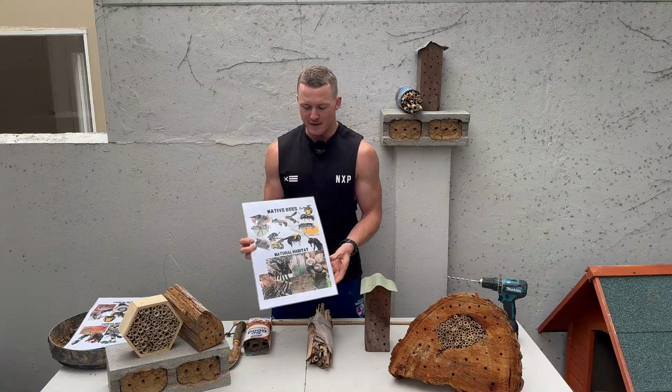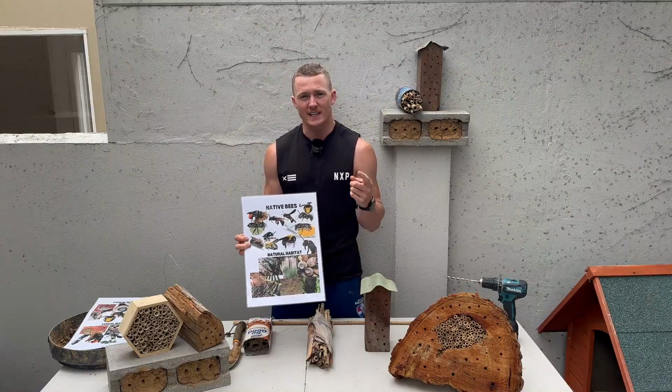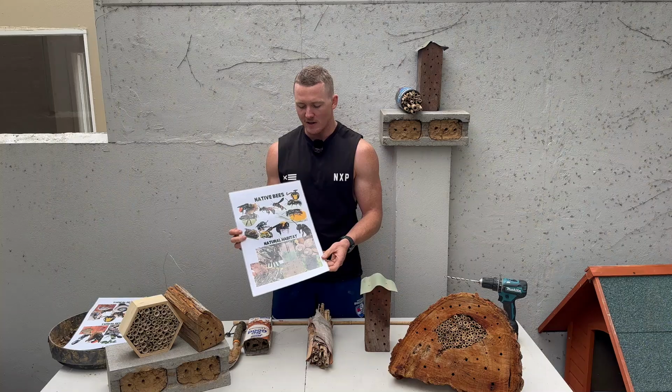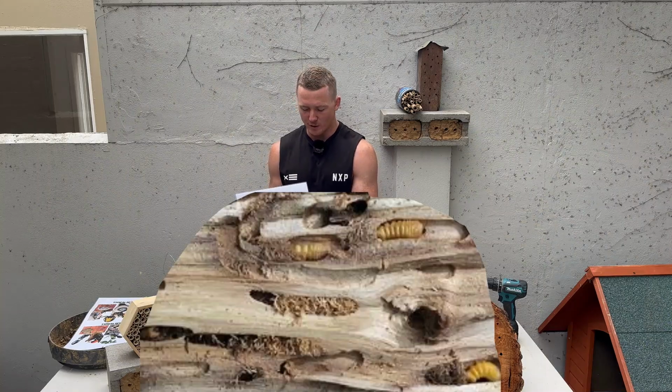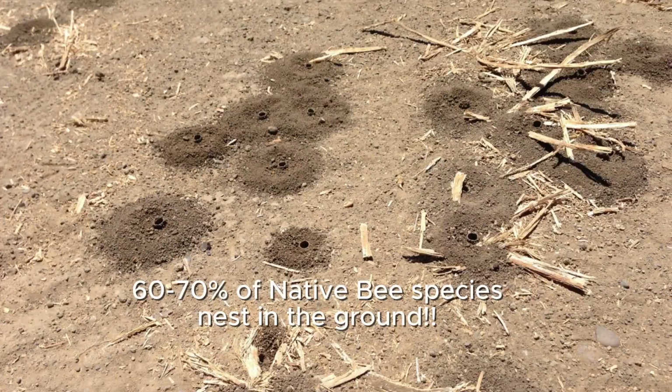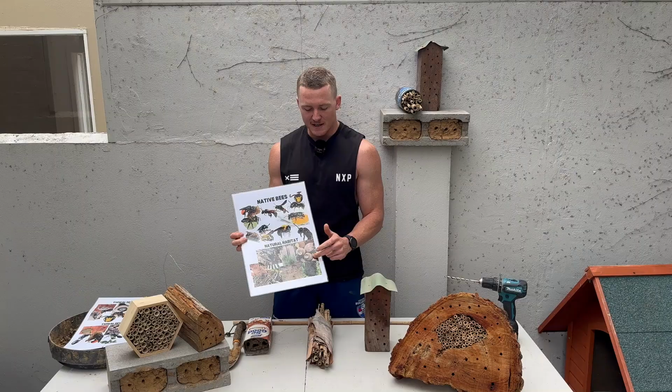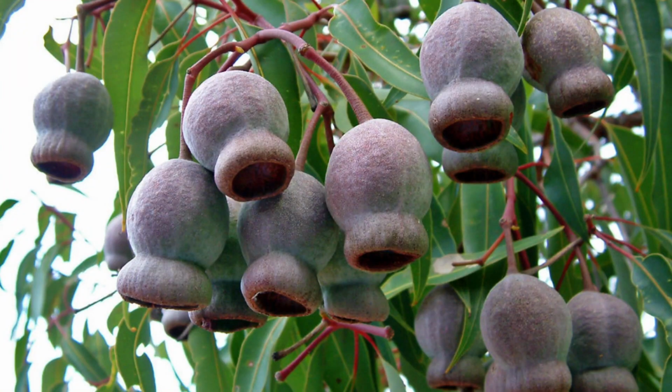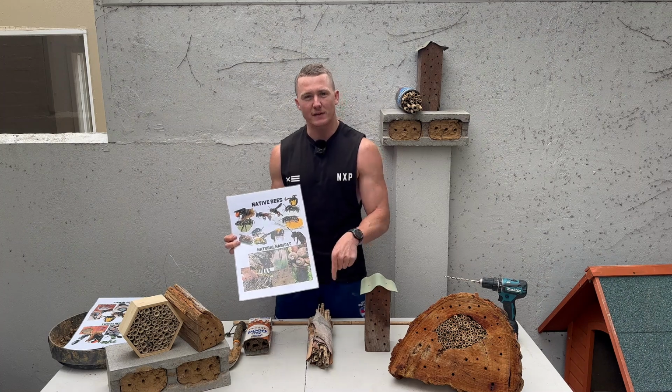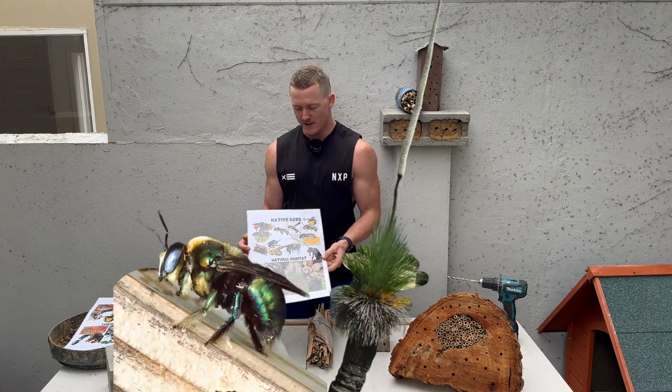And they nest in different things in the natural environment, like in the inside of reeds, in the tunnels from wood-boring grubs in deadwood, in the ground. About 70% of species will nest in the ground, in any small spaces like gum nuts or fern fronds, or even in the flower spikes of grass trees.